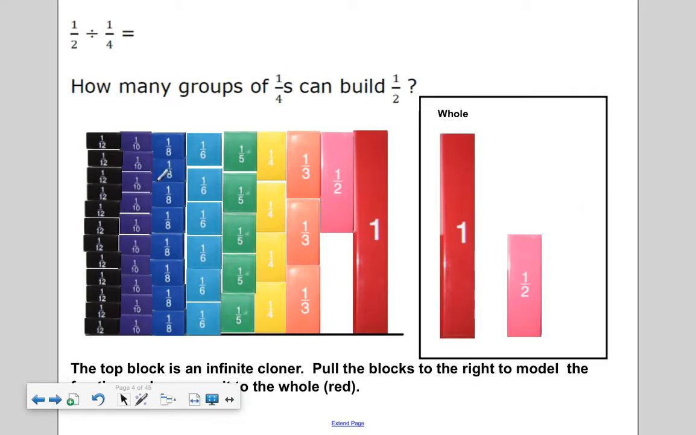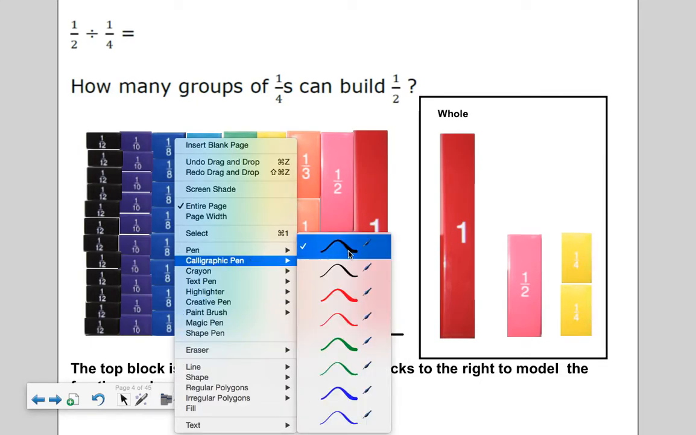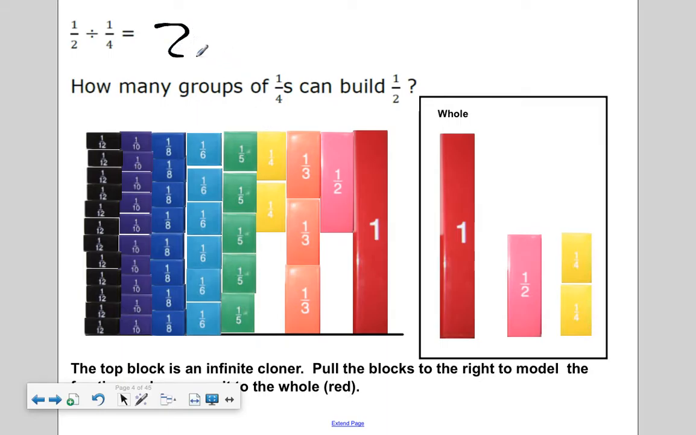Let's try another example. Here is 1/2. I need you to divide it into fourths. Or another way to say it is, how many fourths go into 1/2? If I divide this into fourths, how many fourths go into 1/2? Two groups. So the answer is 2. How many groups of 1/4 can build 1/2? Two groups. What if you do not prefer using the concrete model?